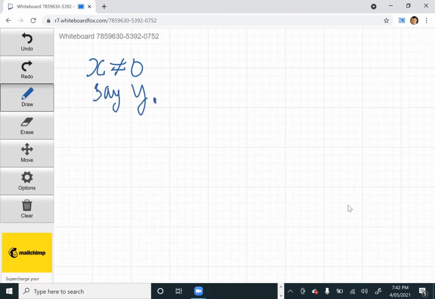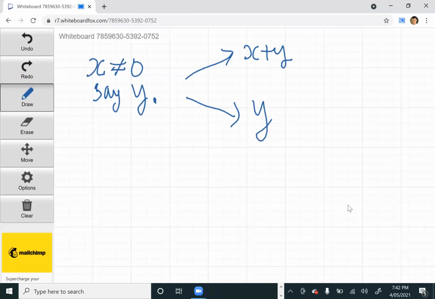Then Bob can write down y, or x plus y. If you write down y, then the sum becomes x plus y. And if you write down x plus y, then the sum becomes 2x plus y. In the case when it becomes x plus y, your goal is to make x plus y 0. So y should be negative x.